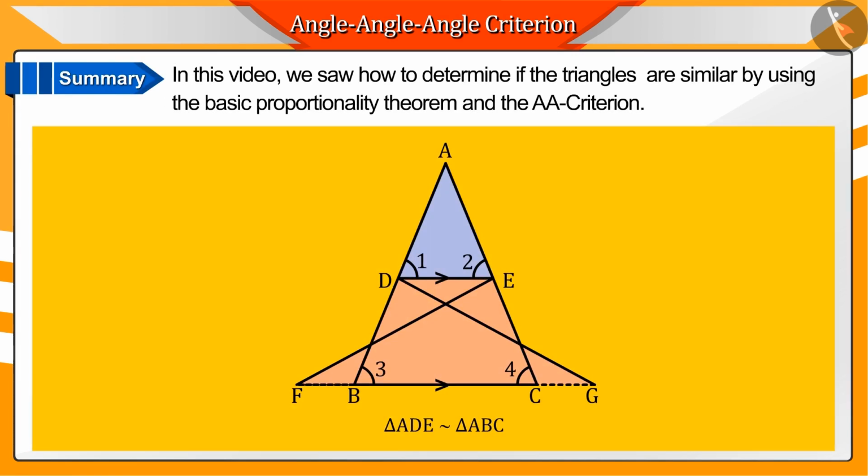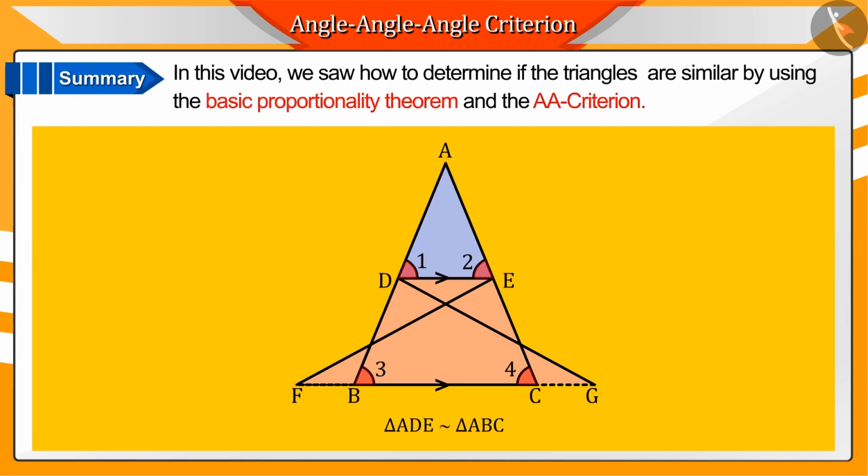In this video, we saw how to determine if triangles are similar by using the basic proportionality theorem and the AA criteria. I hope that you have understood the AA criteria well.